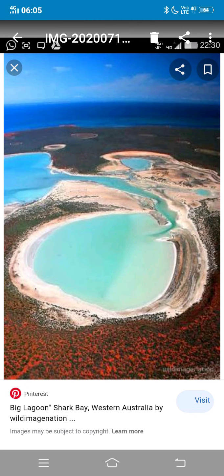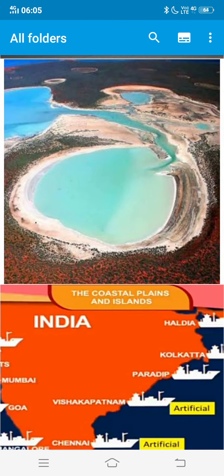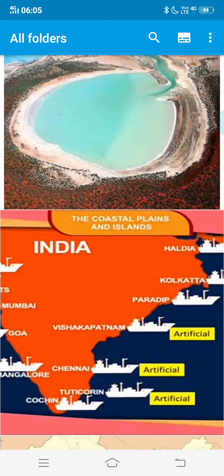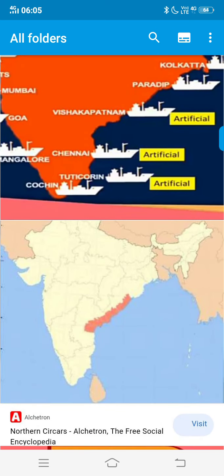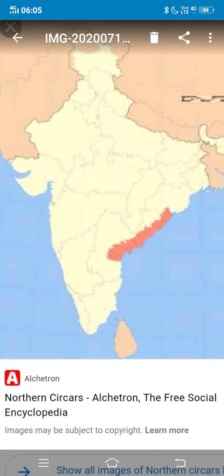Likewise, the eastern coastal plain is also divided into Coromandel coast and northern Circars. Coromandel coast extends in Tamil Nadu and a little part of Andhra Pradesh, whereas the northern Circars cover the area of Andhra Pradesh, Telangana and Odisha.